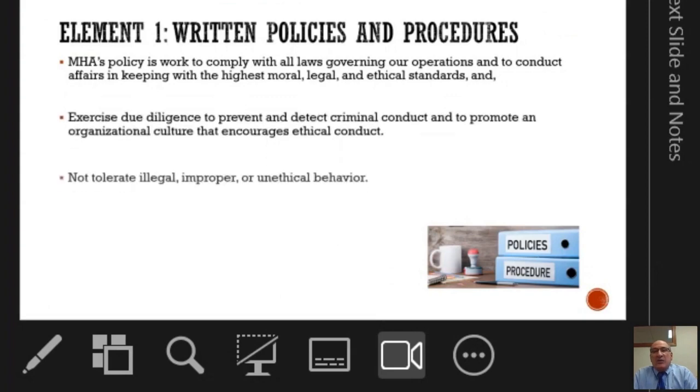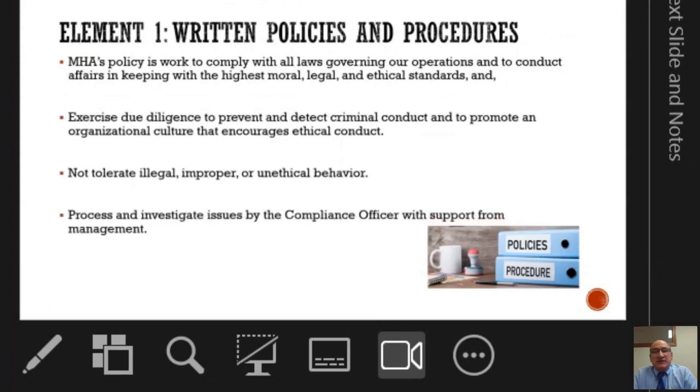1, we're going to have written policies and procedures, and we do. Again, we do have a written compliance plan that is published and available for you to read. So the policy just lays out our expectation with regards to exercising due diligence, just a statement that we will not tolerate illegal, improper, or unethical behavior, and to explain the process to how we're going to investigate issues if they come up.